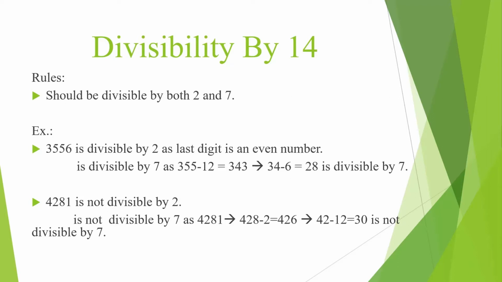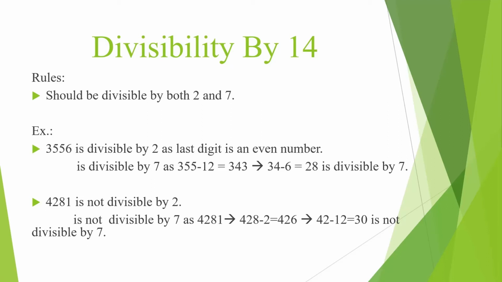Let us consider another example, 4281. Last digit is 1. So it is not divisible by 2. It is an odd number. So the divisible by 2 condition fails, and it is also not divisible by 7. Let us check the reason again. 4281, we have to ignore the last digit, that is nothing but 428, minus last digit into 2, 1 into 2, which is nothing but 426.